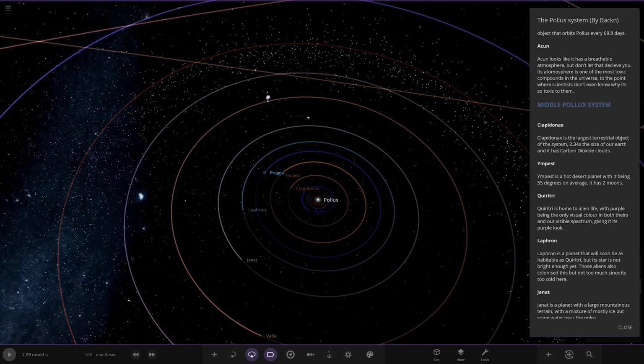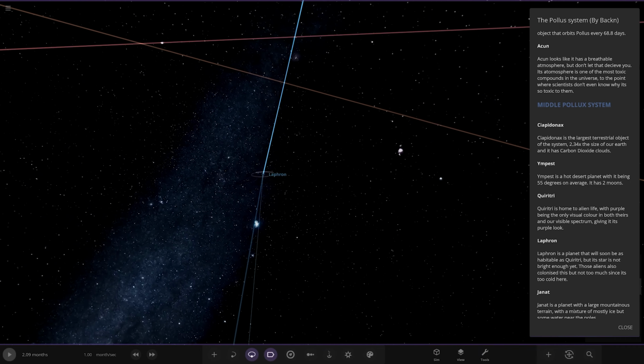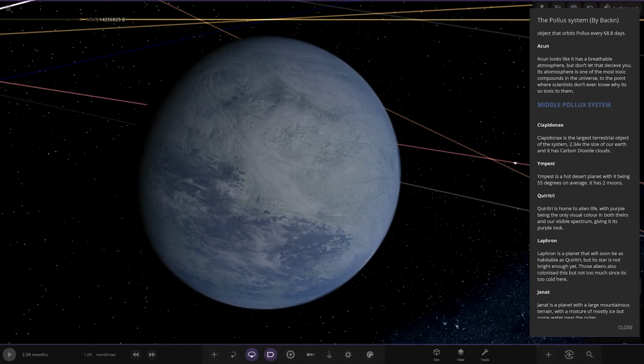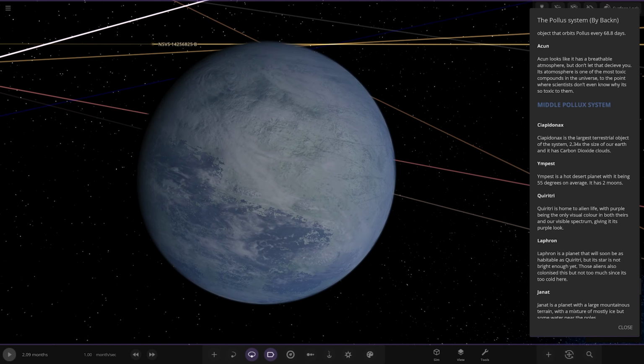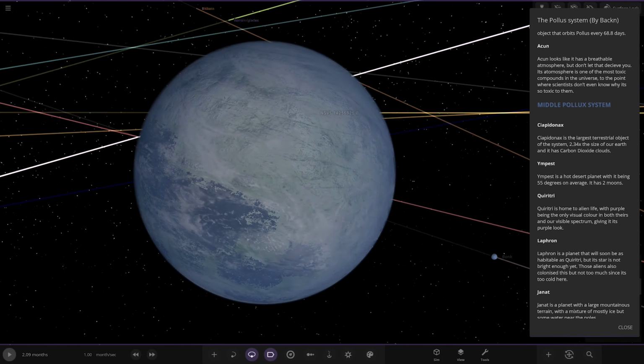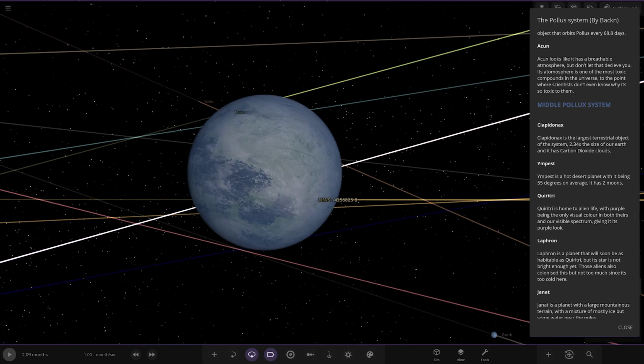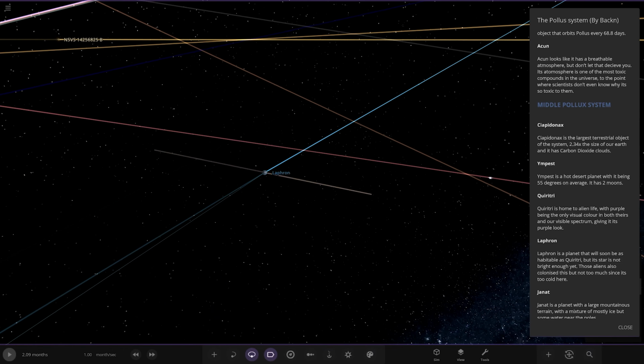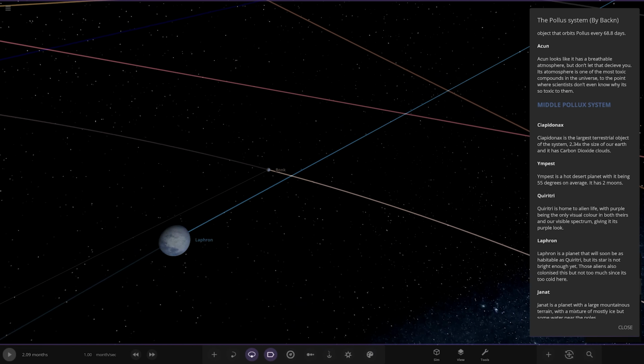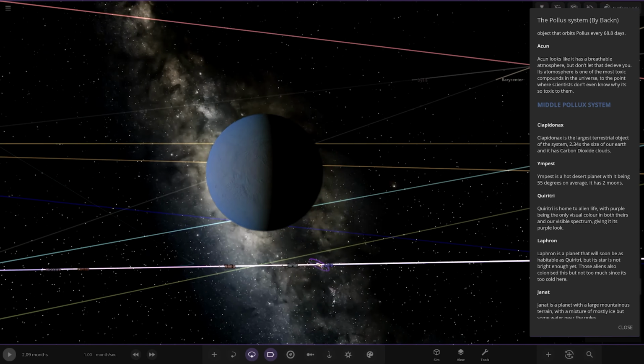Then we got Lapthron over here. "It's a planet that will soon be as habitable as the previous planet, but its star is not bright enough yet. Those aliens also colonize this, but it's not too much since it's too cold." So there you go. Looking good. There's the second one. We've got Bonk.